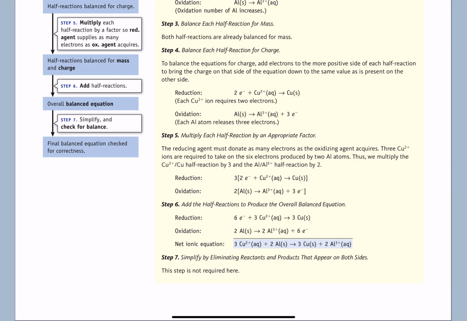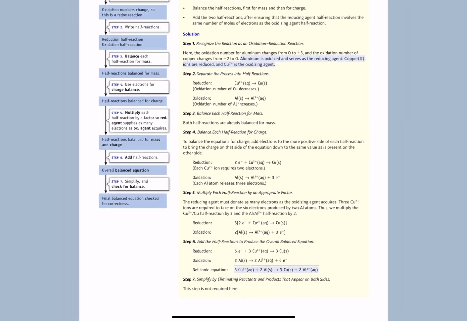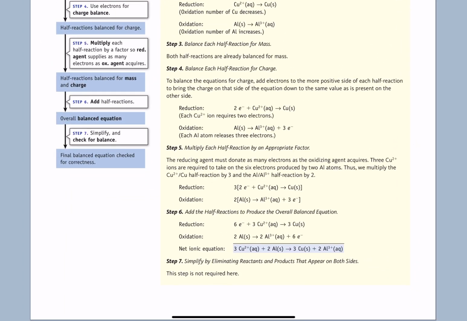Here's an example involving copper and aluminum. When we come to the bottom line, the very bottom of the page, the half reaction for aluminum involves 3 electrons. The half reaction for copper involves 2 electrons. So you multiply one half reaction, the reduction one, by 3, and the oxidation half reaction by 2 to get 6 electrons gained or lost in order to get your balanced equation.